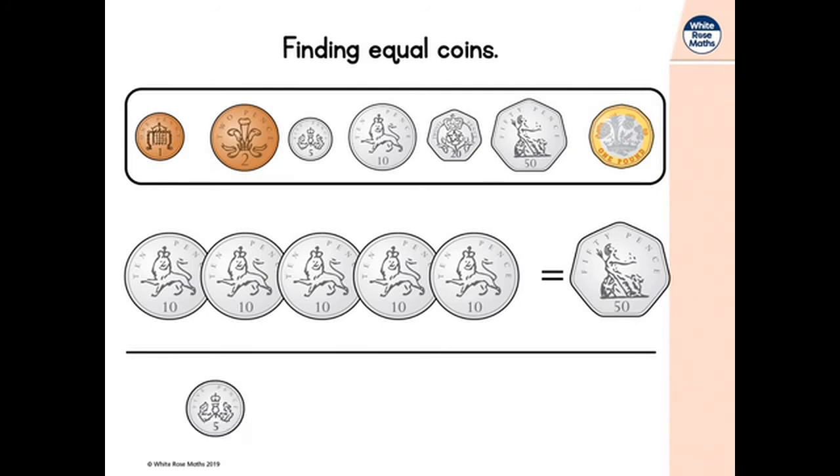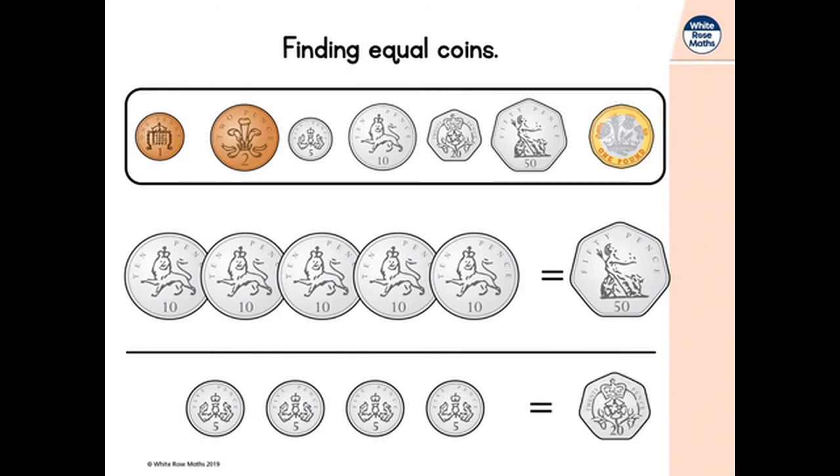This time we're going to count 5p coins. 5, 10, 15, 20. If I had 4 5p coins, can you find one coin that would equal 20p? Exactly. So imagine I could have one 50p coin or 5 10p coins, or I could have one 20p coin or 4 5p coins. Interesting.